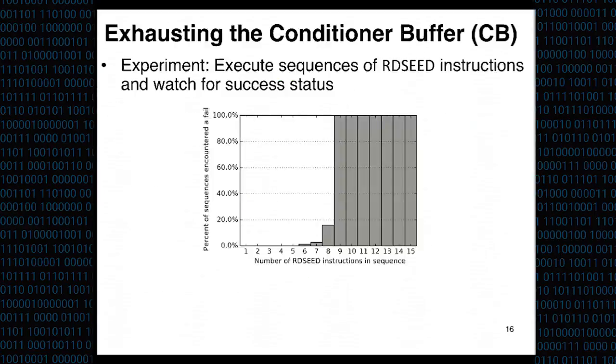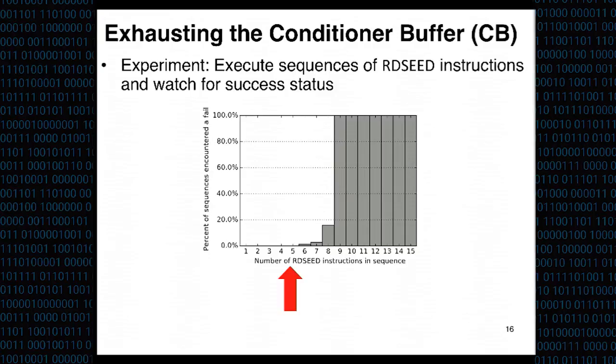Okay? So let's look at some capacity estimations here and what kind of bit rate we can realize through this communication. What we did is we performed an experiment where we executed a sequence of RDC instructions, okay? And we tracked the failure probability. How likely is it that the instruction is going to fail, and by this the sequence is going to fail. By this, we mean that if at least one instruction in the sequence fails, then the whole sequence fails. Right? Fails means that you can't get a random seed.